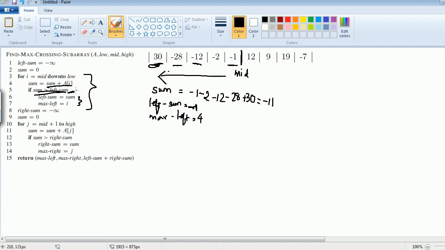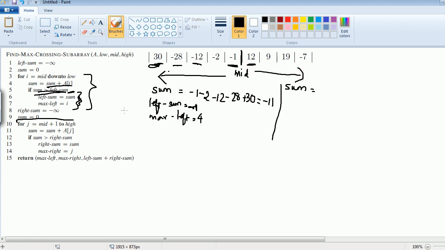The statements under the if block will run just once, and that is for -1. Coming to the next for loop, sum equal to 0 initially, and we are iterating from mid + 1, which is here and in this direction.